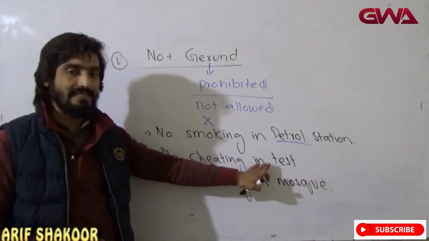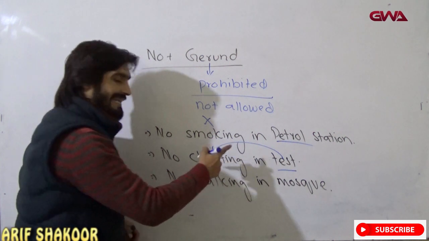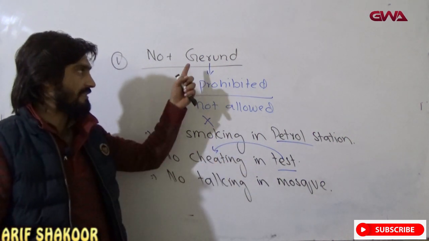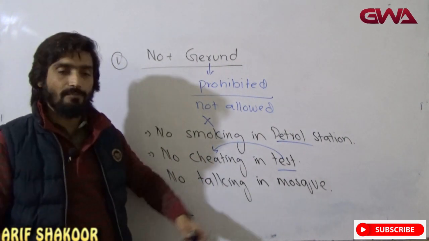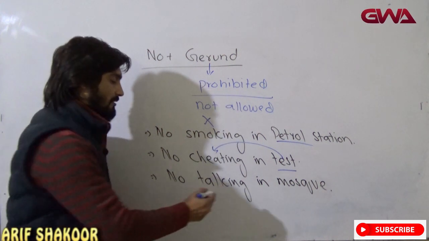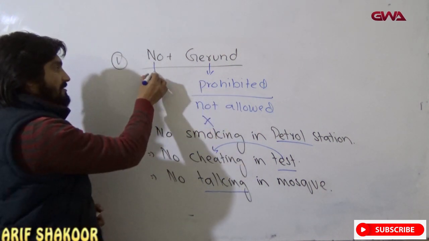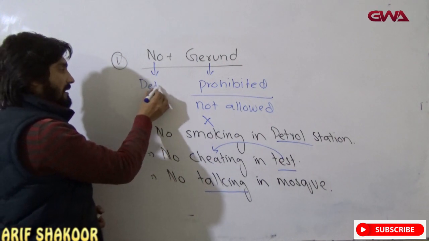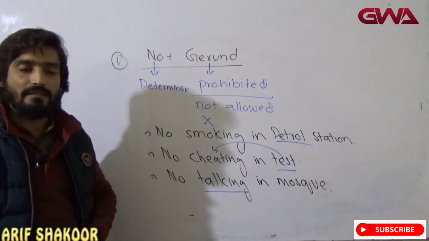No cheating in test. Students cannot cheat in test. This action or this activity is prohibited. No talking in mosque. People cannot talk in mosque. Talking is prohibited. What is no? No is a determiner here, and it is followed by gerund.